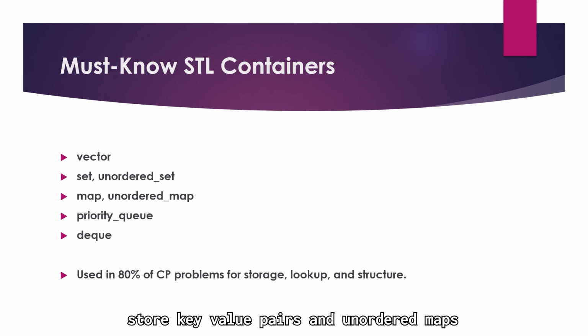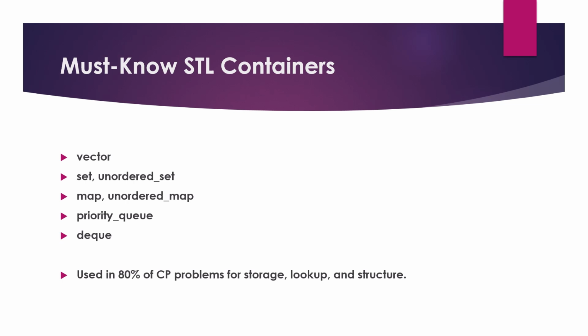Maps store key-value pairs, and unordered maps are optimized for fast access, making them perfect for problems involving associative data. Priority queues are special queues where the largest or smallest element is always at the front. They are essential for problems requiring greedy algorithms or scheduling tasks. Deque, a double-ended queue, allows you to add or remove elements from both ends efficiently. These containers allow us to write faster, more efficient code while handling a variety of problem-solving scenarios.